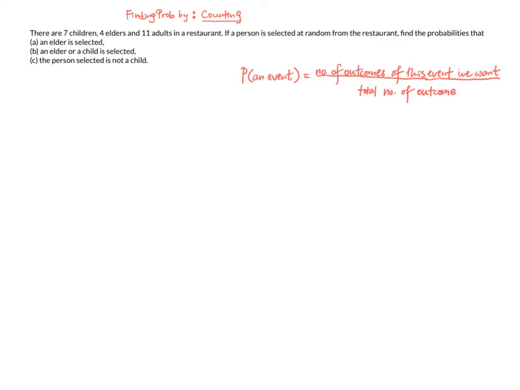So for this question, I have a certain number of children, a certain number of elders, and a certain number of adults in the restaurant. If one person is selected at random, find the probability that an elder is selected. So part A, the required probability would just be 4 over the total number of outcomes, that is 7 plus 4 plus 11, okay? And 4 is the number of outcomes that we wanted, that is the number of elders, which is 4.